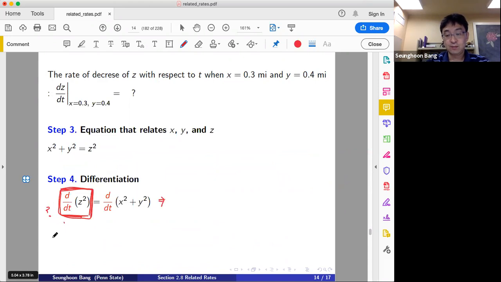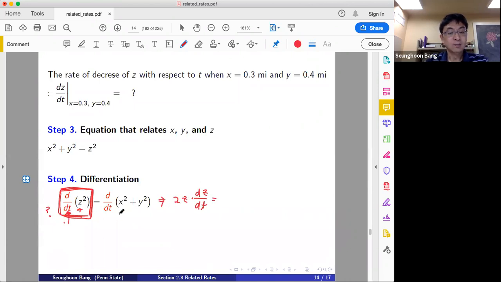The 2z times dg of dt. 2z, the same. So really be careful. What is the variable? t is the variable. What is z? It is a function of t. So it is always 2z times dg of dt. So really be careful.